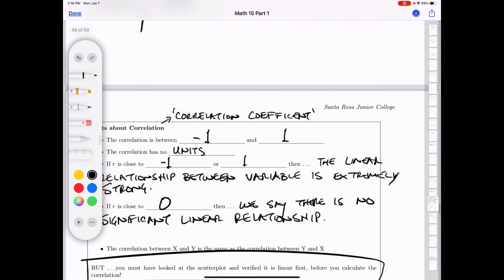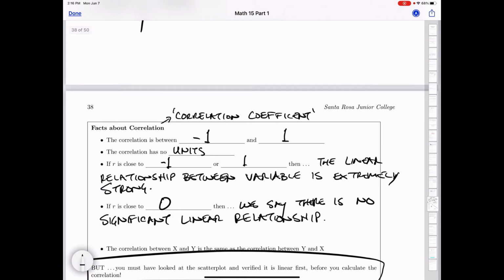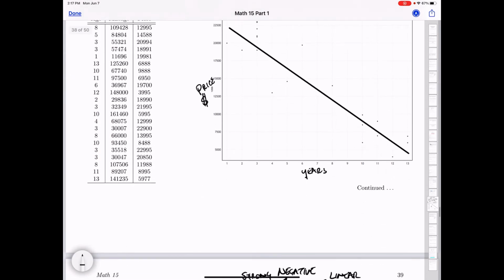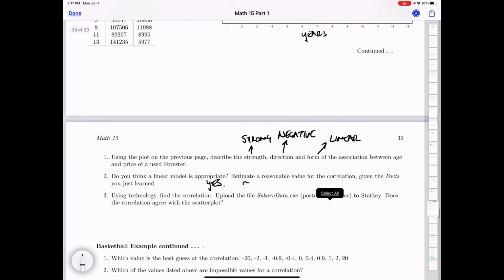Remember, if R is close to -1 or +1, then the linear relationship between the variables is extremely strong. It's not going to be -1. -1 would be a perfect line, that's if all the dots would be exactly on a line. But it's also not 0. That's like no significant linear relationship. So I'm going to say this is a lot closer to -1 than to 0. I'm going to say it's probably about -0.9.